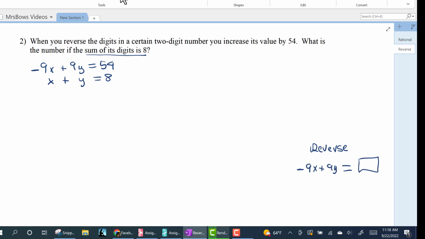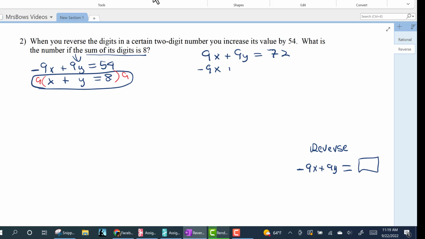So we're going to multiply this whole row by 9, both sides of the equal sign, and then I'm going to rewrite the setup. And since these are positive, I'm going to put this multiplication on top. So 9x plus 9y is equal to 9 times 8, which is 72. And then this thing right here, negative 9x plus 9y is equal to 54. Now, because positive 9x and negative 9x cancel out when you add, we'll use the addition method.